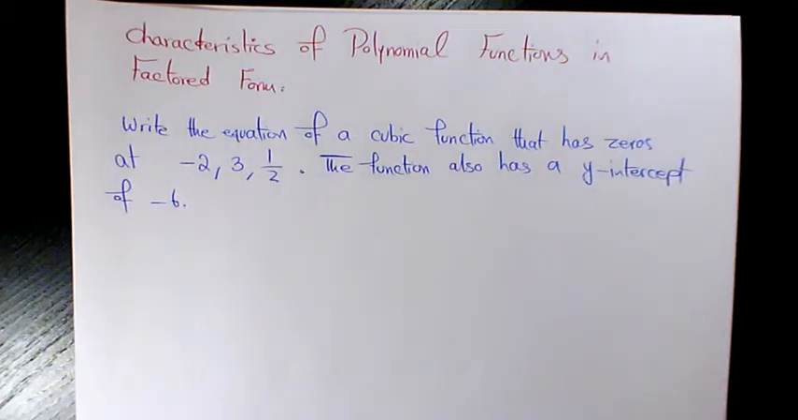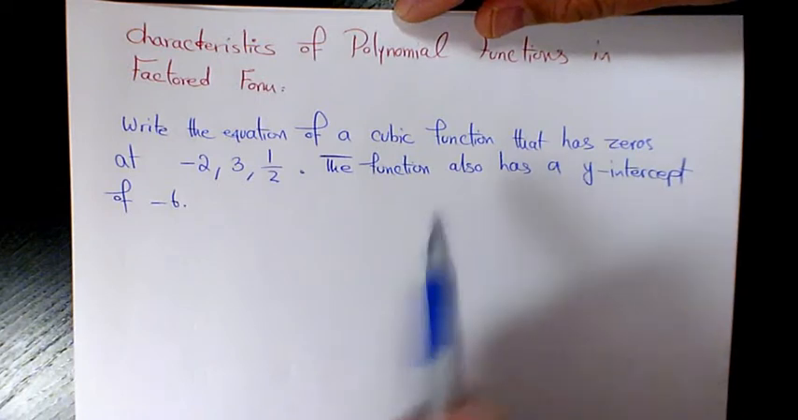Welcome to another video. In this video I want to talk about characteristics of polynomial functions in factored form. The first example says: write an equation of a cubic function that has zeros at -2, 3, 1 over 2, and the function also has a y-intercept of -6.